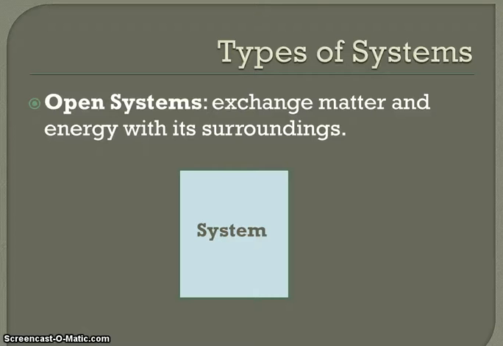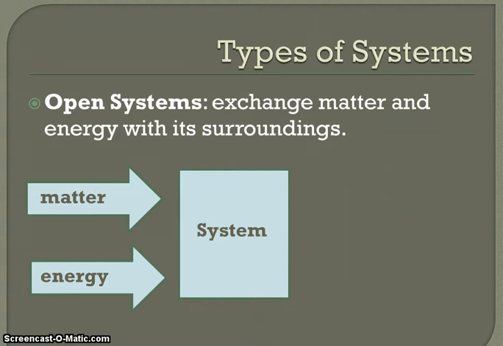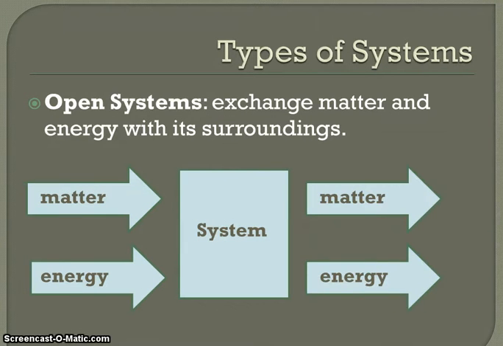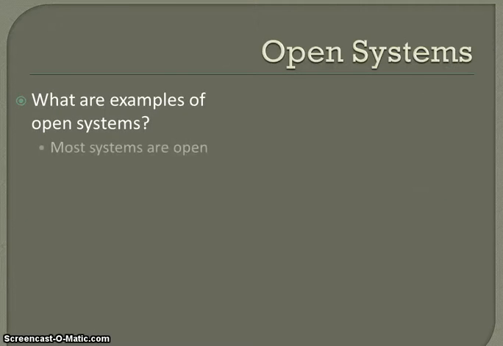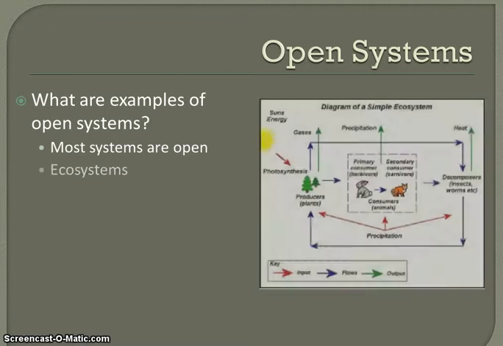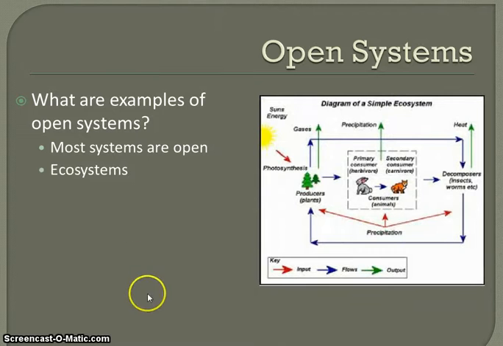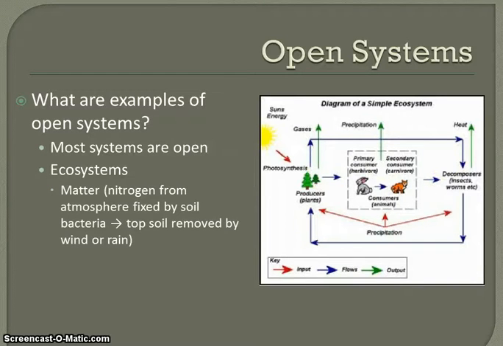There are several types of systems. One is an open system where matter and energy is exchanged. So you're going to have matter and energy as an input and matter and energy as an output. Can you think of examples of an open system? Most systems are going to be open. For example, an ecosystem: you have energy as input, you have matter as input. These arrows represent the flows, and both matter and energy is an output as well.